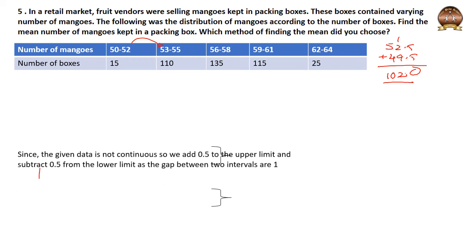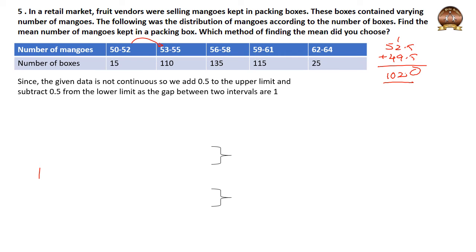So to show you specially, here the class is not continuous, so let's understand what will happen. Now you all know how to make the class continuous. We take the difference between the lower limit and the preceding upper limit. So 53 minus 52 is 1, divided by 2, so we get 0.5. We add 0.5 to the upper limit and subtract 0.5 from the lower limit, and in this way we make the classes continuous.